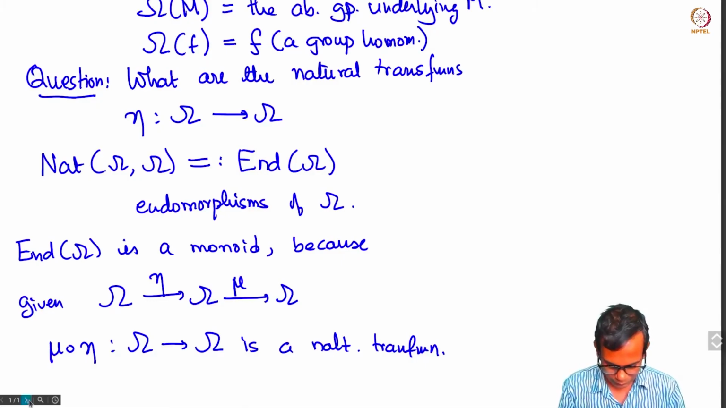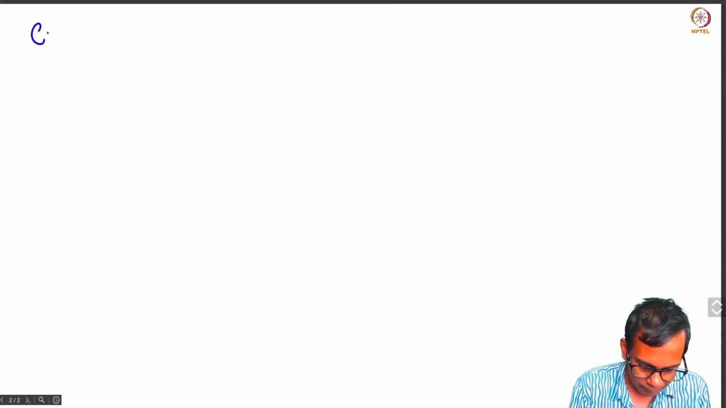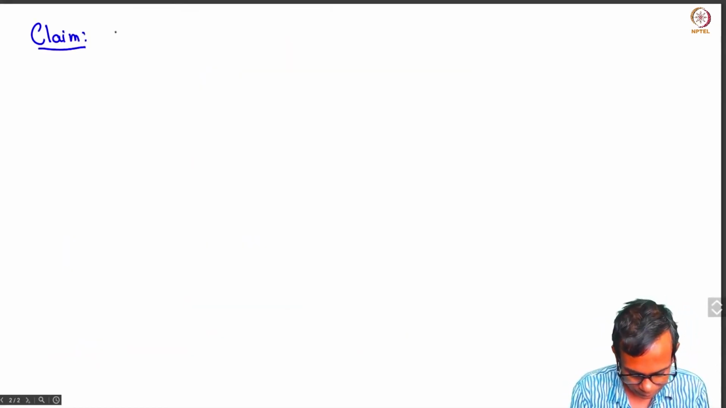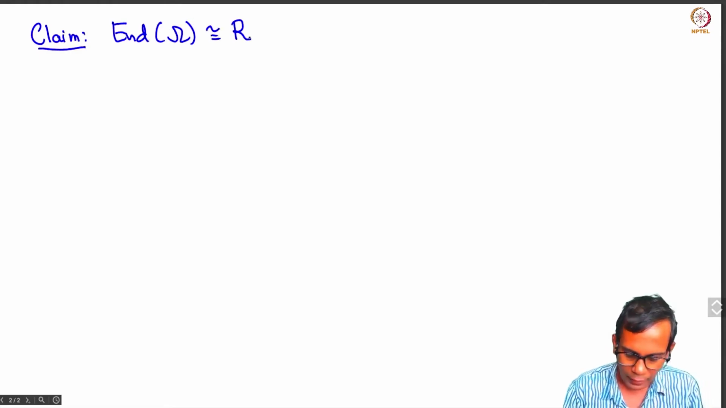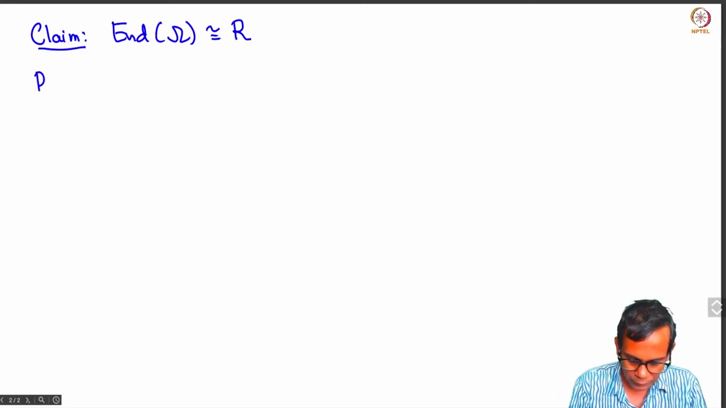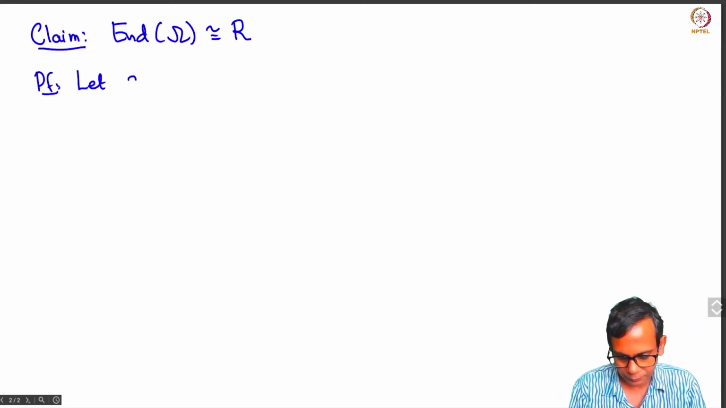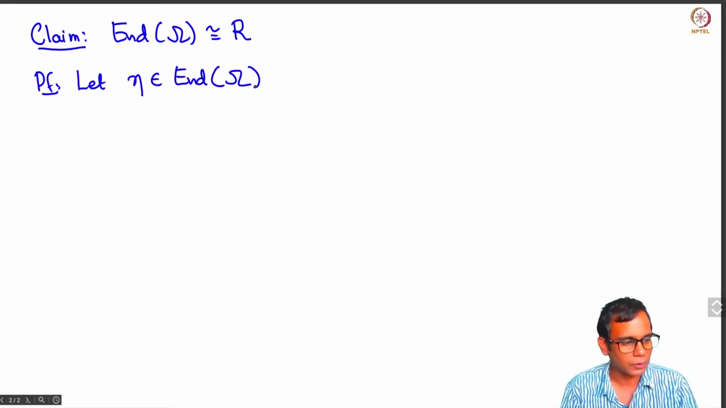So we want to compute End(omega). Now I claim that End(omega) is the same as R. In fact, End(omega) is not just a monoid, but is actually a ring. The monoid structure will be the multiplication structure on this ring, and there will be an additive structure. But firstly, let's just see how this works at the level of sets. So suppose you have a natural transformation from omega to omega.